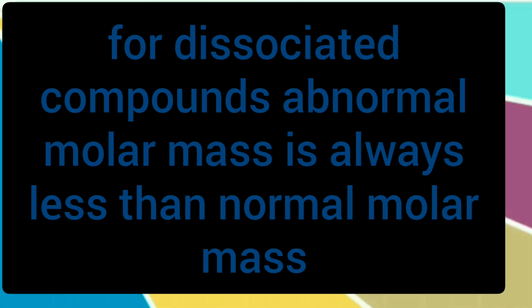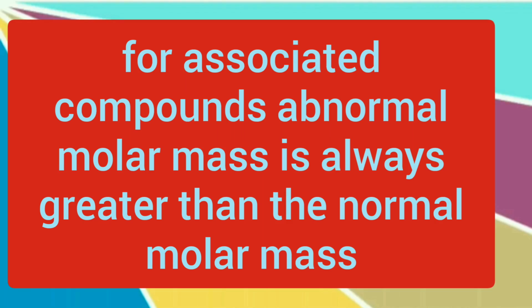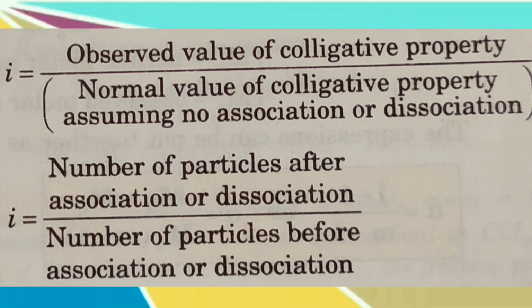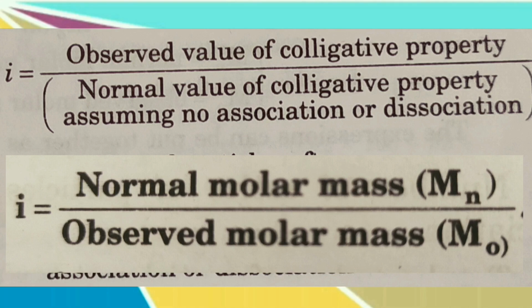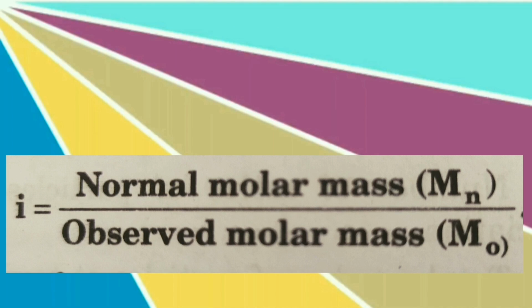That means we get some wrong molar masses of some compounds which associate or dissociate by using colligative properties. To correct these errors, we introduce a topic that is called Van 't Hoff factor. Van 't Hoff factor is defined as the ratio of observed colligative property to the normal colligative property. It is also defined as the normal molecular mass divided by the observed molar mass.